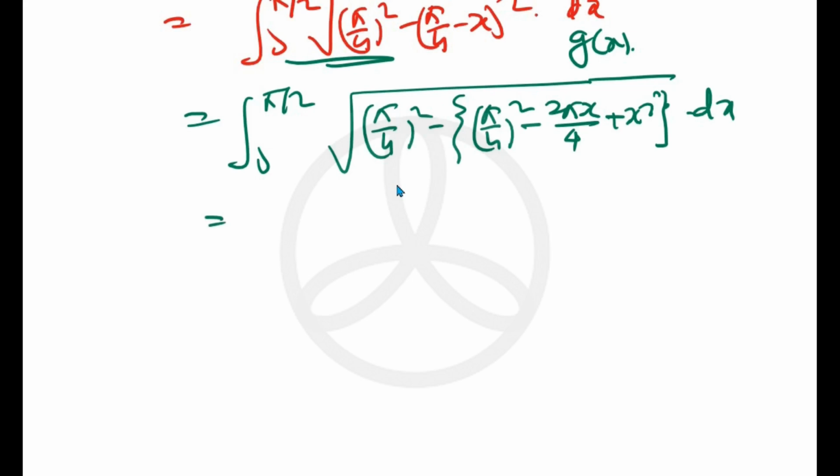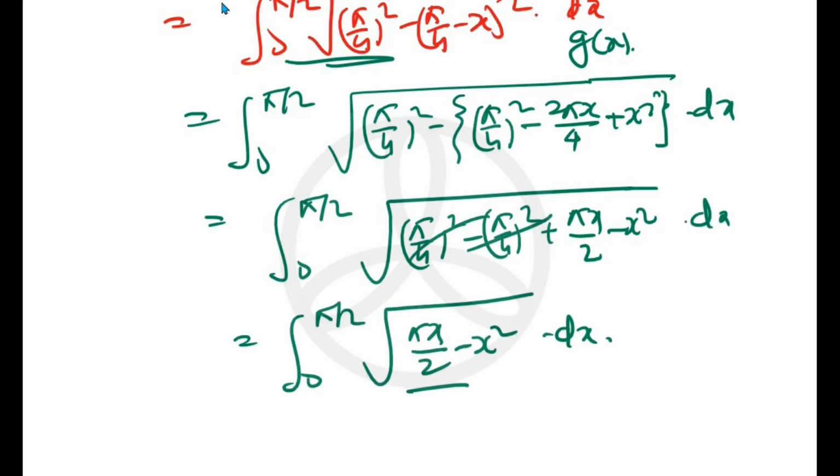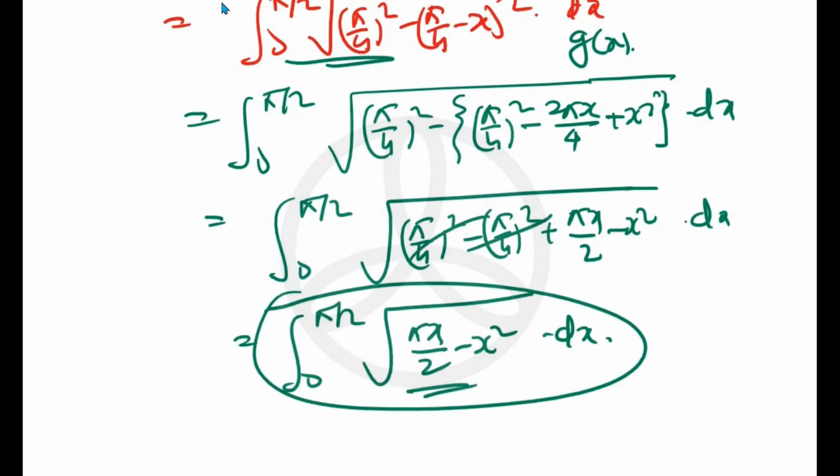dx, from 0 to pi/2. Once we remove the bracket, the signs will change, plus 2 pi will become pi x by 2, and the minus will make this particular sign minus. This is actually equal to g(x).